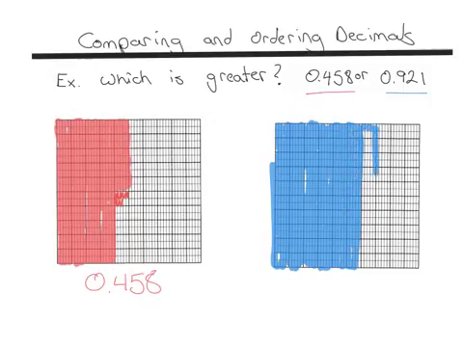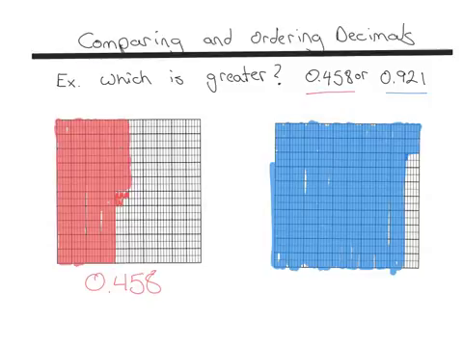6 tenths, 7, 8, and 9. Next I'm going to color in 2 hundredths. Remember the squares are hundredths, so there's 1, there's 2. Last thing I'm going to do here is color in 1 thousandth. So I'll just color in one of these little spots.